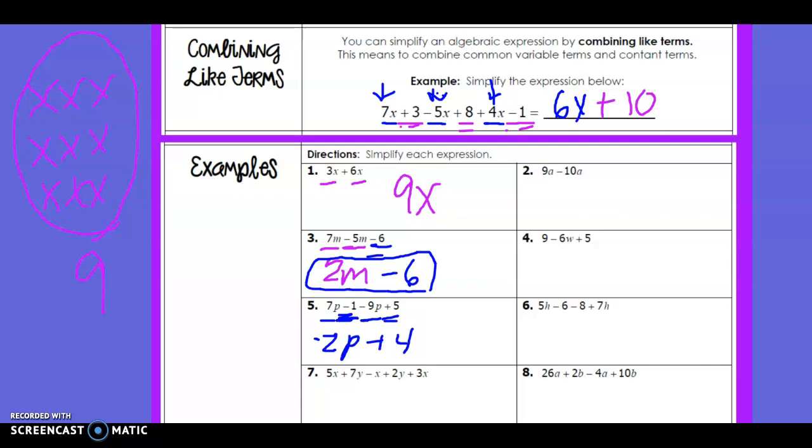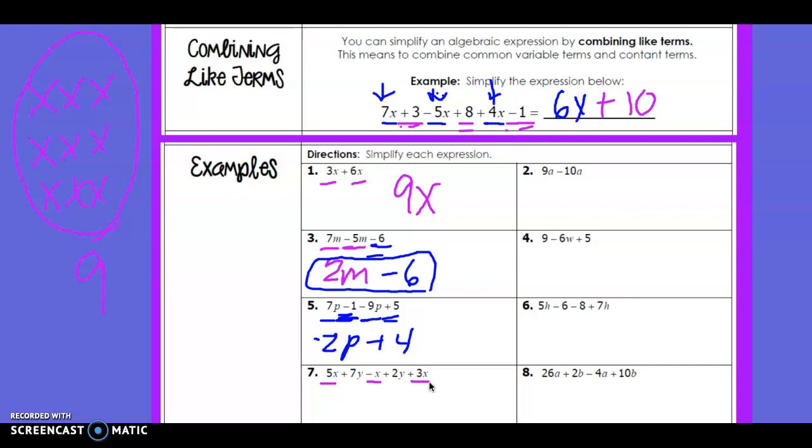Let's look at one more example. I'm looking at all the different terms in number 7. I see x's, I see y's. So I have two different types of terms that I can combine. I can combine the x's with the x's and the y's with the y's. So let's do some underlining. I have a 5x, a negative x, and a 3x. Those are going to be some like terms.